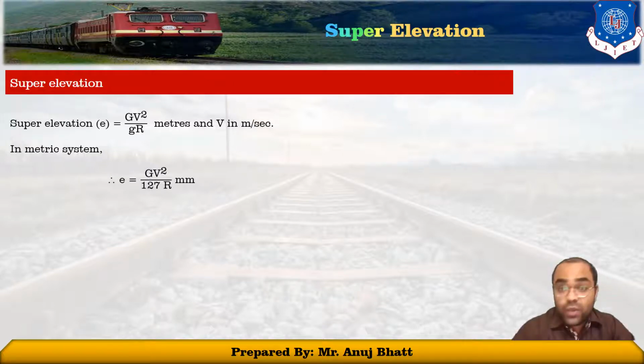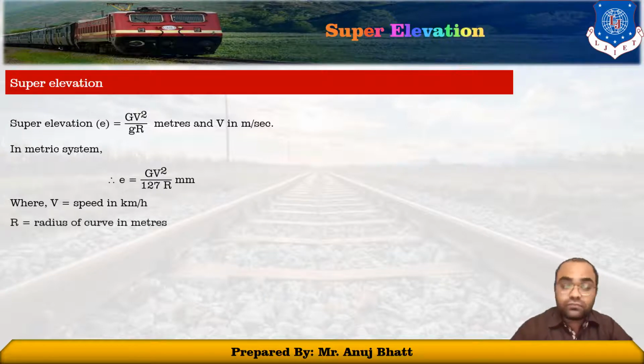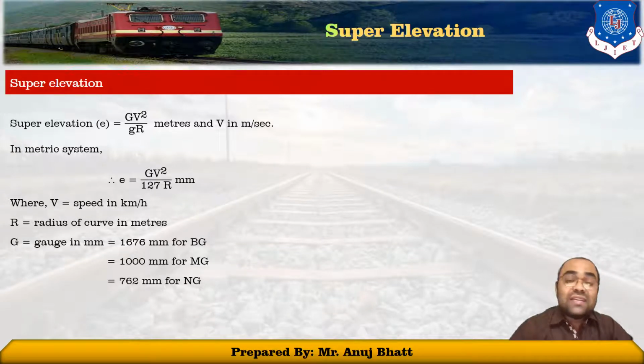For this equation, the values of G, V and R should be in specific units. V, the speed, should be in kilometer per hour, R, the radius of the curve, should be in meter, and G, the gauge distance, should be in millimeter. For the broad gauge, that distance is 1676 millimeter. For the meter gauge, it is 1000 millimeter, and for the narrow gauge, it is 762 millimeter.